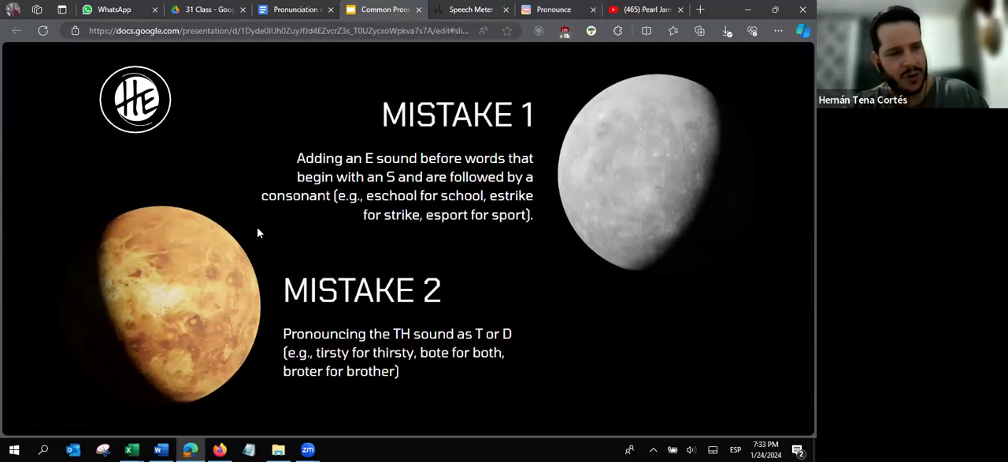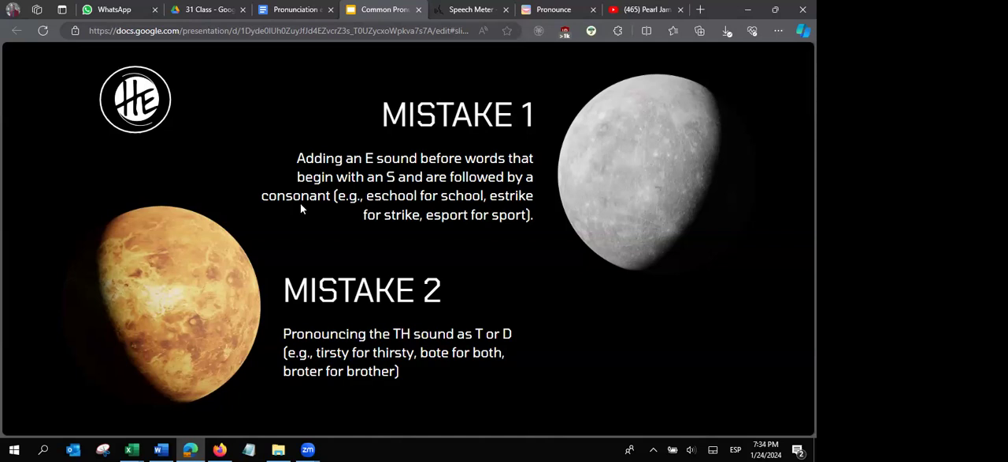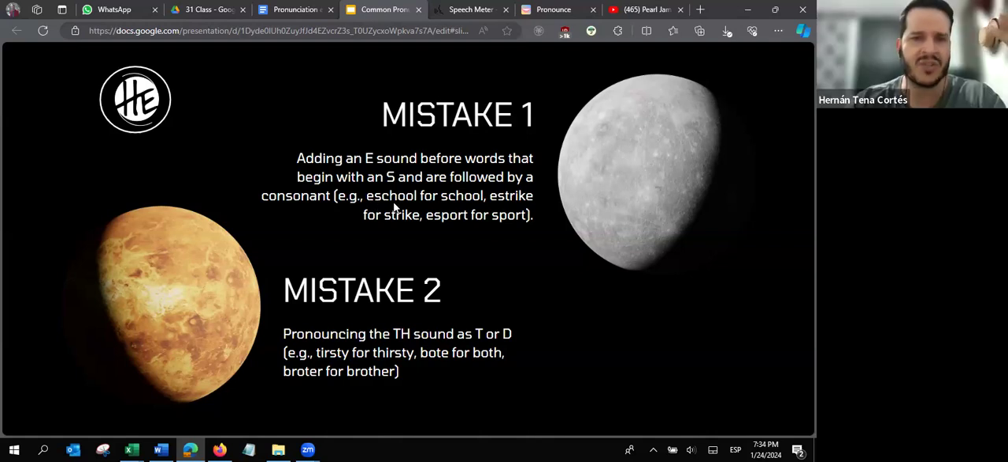So let's take a look at the mistakes we're going to focus on today, guys. The first mistake we're going to focus on is adding the E sound before words that begin with an S and that are followed by a consonant. Remember, the consonants are the letters that are not vowels. So an example of this is the word school. A lot of Spanish speakers, when they are learning English, they don't say school, they say eschool. Or maybe the word strike. When many people are learning English, they don't say strike, they say estrike. For example, the word sport. Many people that are learning English, they say esport.